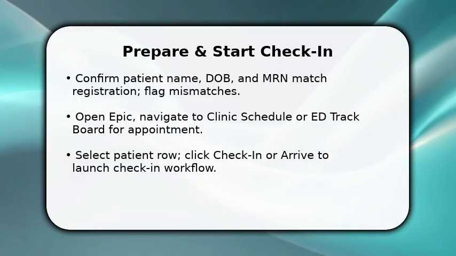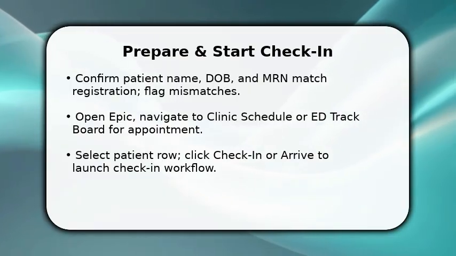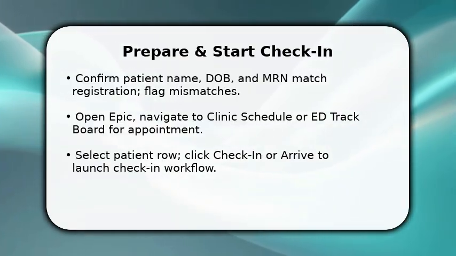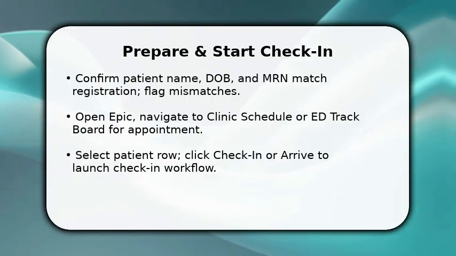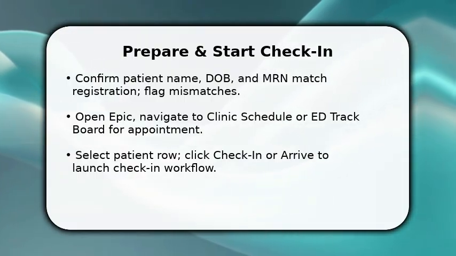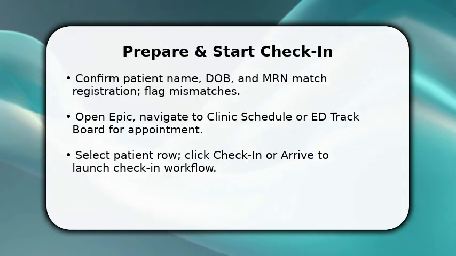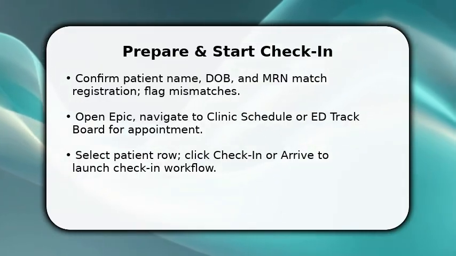You begin by verifying identity, name, DOB, MRN, so chart integrity is maintained. Once confirmed, open Epic and go directly to the clinic schedule or ED track board for the appointment slot. This brings up the patient context.